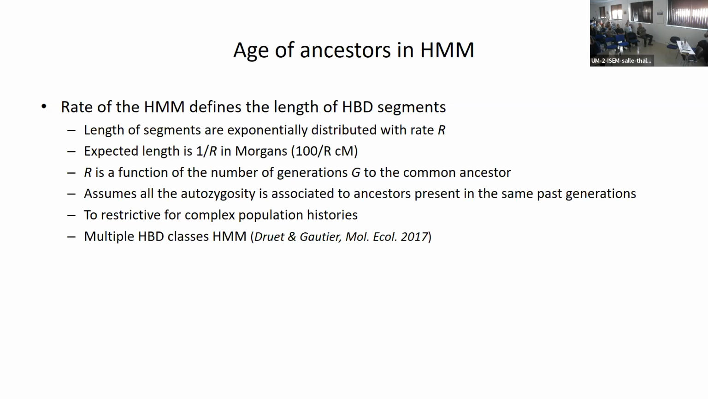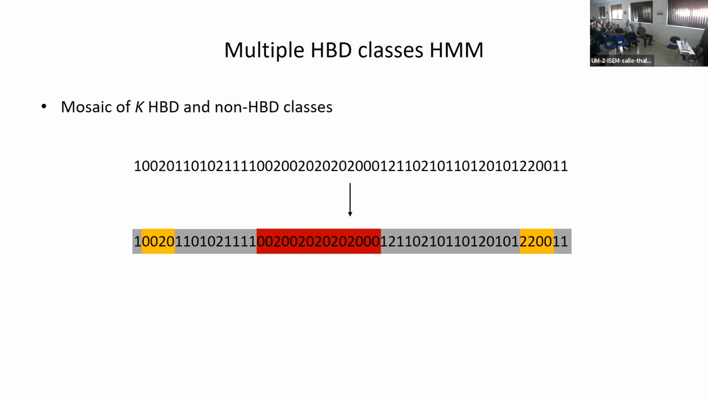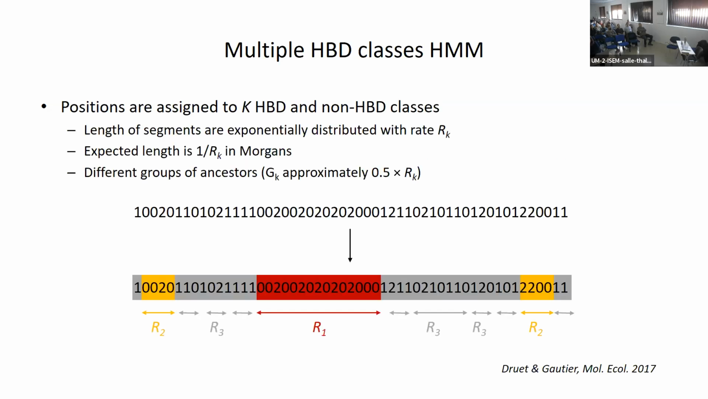And so we extended this model to a model where you have multiple classes of HBD. So here is the idea. Instead of having only one HBD class in red, we now have one long HBD class and one short HBD class in orange. And every class will be defined by its own rate. So it means every class will have a different length. And it means that every class will correspond to a different group of ancestors and correspond to a different number of generations in the past. And so approximately, but really approximately, the age of the ancestors will be the rate multiplied by 0.5.